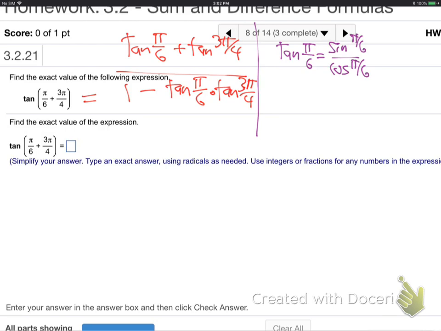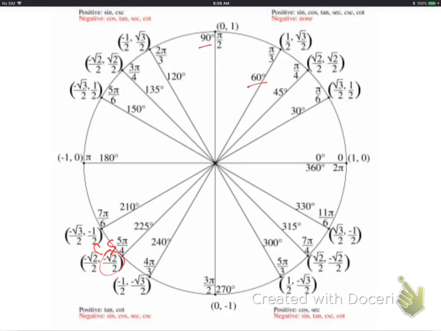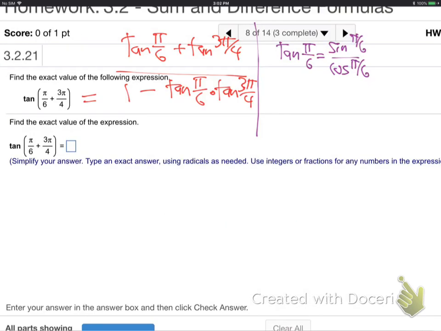Okay, and let's go to the unit circle. What is sine of pi over 6? And what's cosine of pi over 6? Go to pi over 6. Cosine's root 3 over 2. Sine's a half. So sine is a half. Cosine's root 3 over 2. Good.